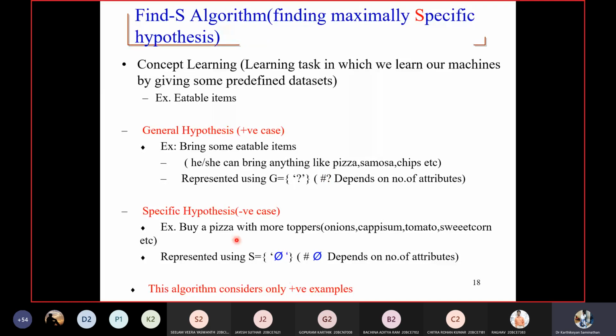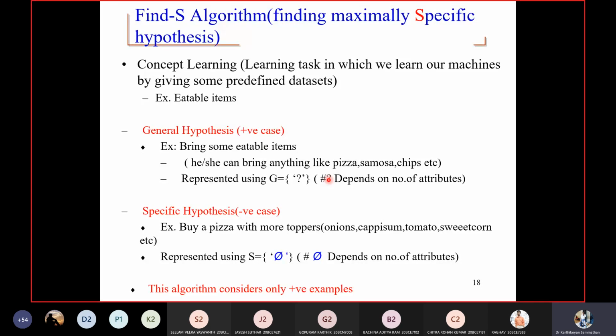In the FIND-S algorithm, we are finding the most specific hypothesis for the given problem. What is the most suitable hypothesis for the given problem? This algorithm works only for the positive examples. It never works for the negative examples. So if negative instances are coming, what do we need to do? We simply neglect them. Simply avoid them, or simply pass the loop. That is what this FIND-S algorithm is all about. Slide number 18 is very important for solving a problem.